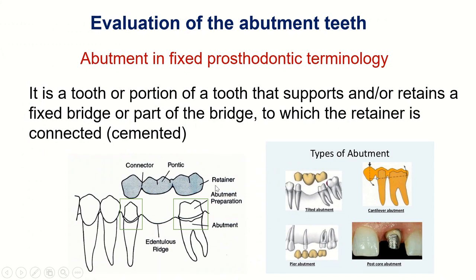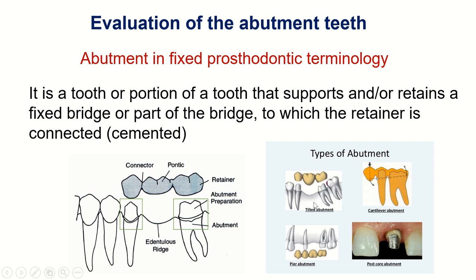Our third lecture in the Crown and Bridge course will include the evaluation of abutment teeth for fixed partial dentures. First of all, let's start with a definition of the abutment tooth. The abutment is a tooth or portion of a tooth that supports or retains a fixed bridge or part of the bridge, to which usually the retainer or retainers are connected or cemented.